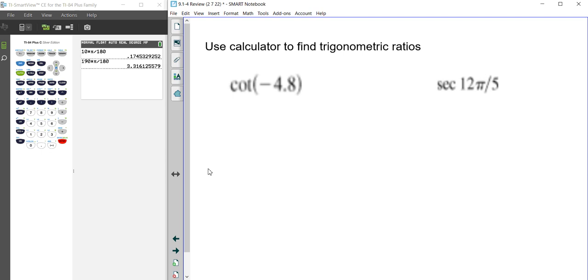All right, and welcome back. We're going to be talking about how to find trigonometric ratios with your calculator and without.